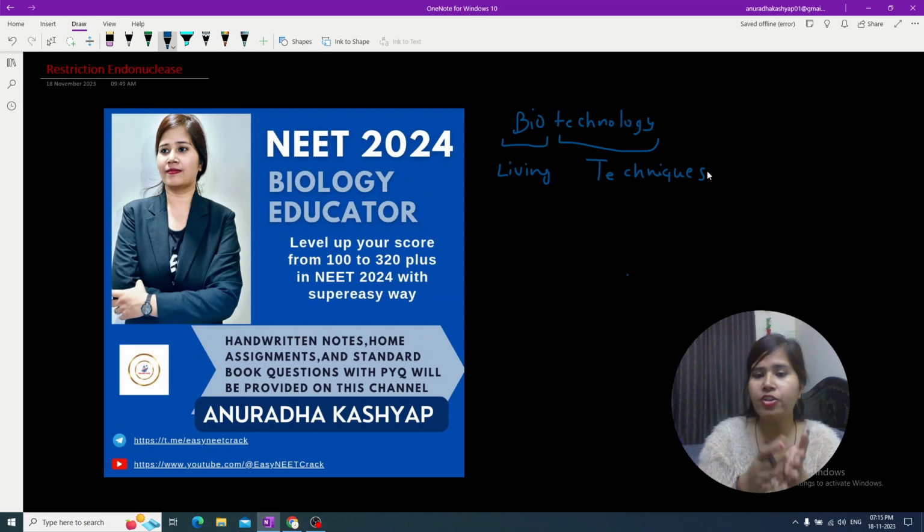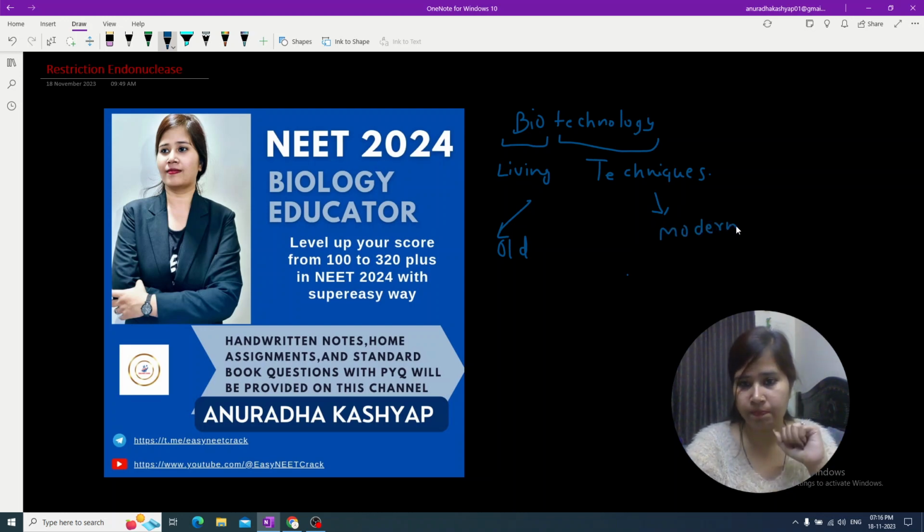Basically, it is the alteration method where you are going to change a microbe so that it can give you a lot of main products which are used for your own purpose. For example, biotechnology basically is of two types. One is old biotechnology, or we can say classical biotechnology, right? And the second one is modern biotechnology. What is the major difference between both of them?